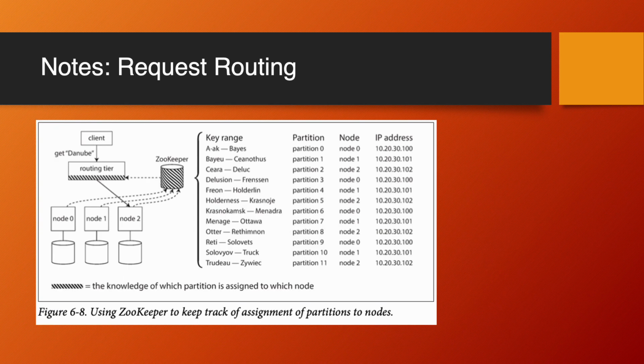The other alternative is using Zookeeper to keep track of the assignment of partitions to nodes. So here, the client contacts a routing tier and goes to node 2. The routing tier has information from Zookeeper as to which node to connect to, which has the appropriate partitions.